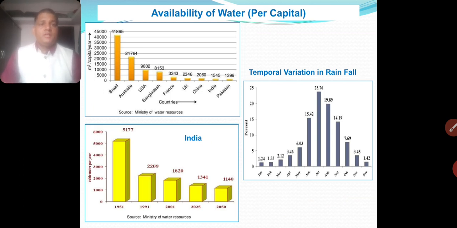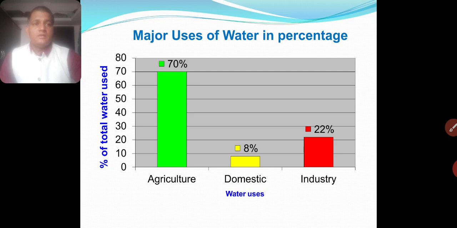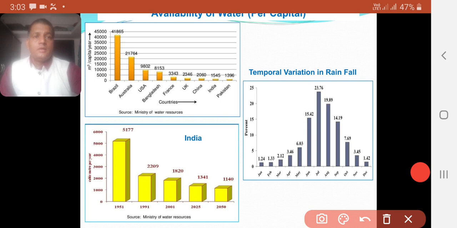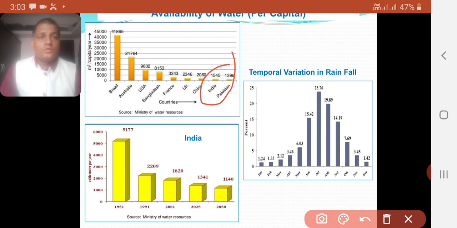Likewise, availability of water: if we see the availability country wise, here is India, and India and Pakistan. So why are we at the second last? Because our population is large, meaning our demand is more and our consumption is more. That's why we are at the second last. We have very few resources, but the dependents are more.